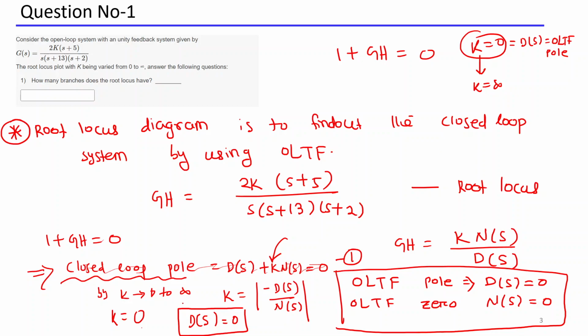In this equation 1, if you put k equal to infinity, you get Ns equal to 0, and Ns equal to 0 is nothing but your open loop transfer function zero. That means when you put k equal to infinity, you reach an expression which is Ns equal to 0, which is nothing but your open loop transfer function zero. It means I have correlated that when I'm varying k from 0 to infinity, my closed loop poles will start from the open loop transfer function poles, and will end at the open loop transfer function zeros. You got my point?